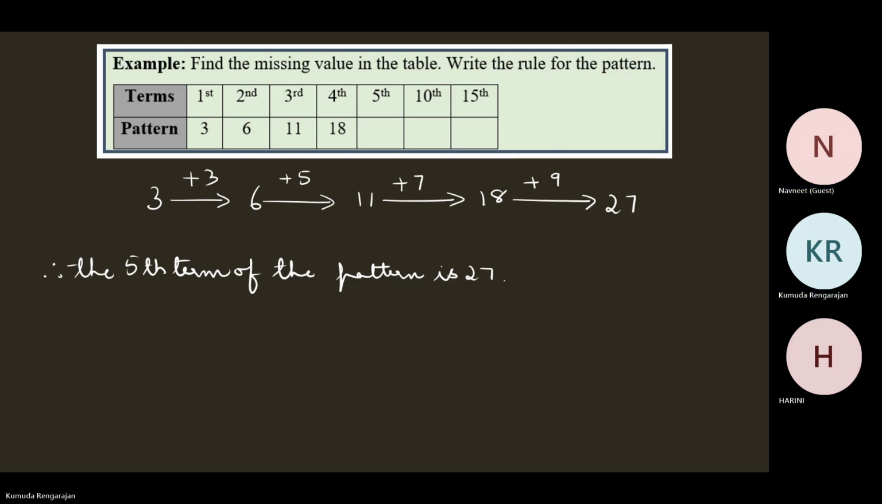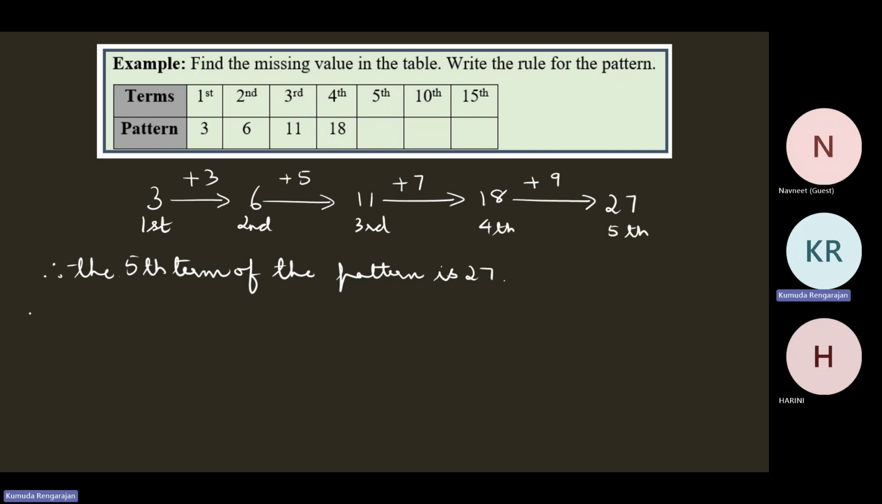Both of you have learned it in school, no? Ma'am, the 10th term would be plus 19 from 27. Okay, so you're calculating. Okay, fine. Let's proceed then. This is the first term. This is the second term. This is the third term. This is the fourth term. So this is the fifth term.